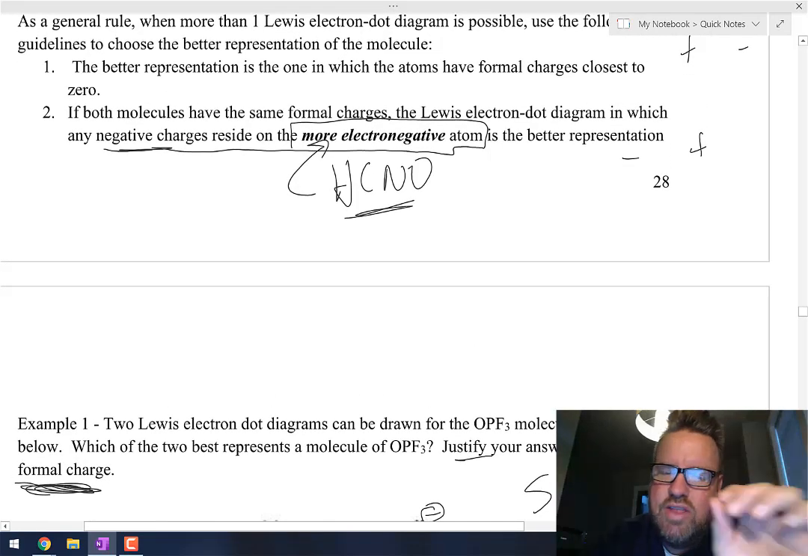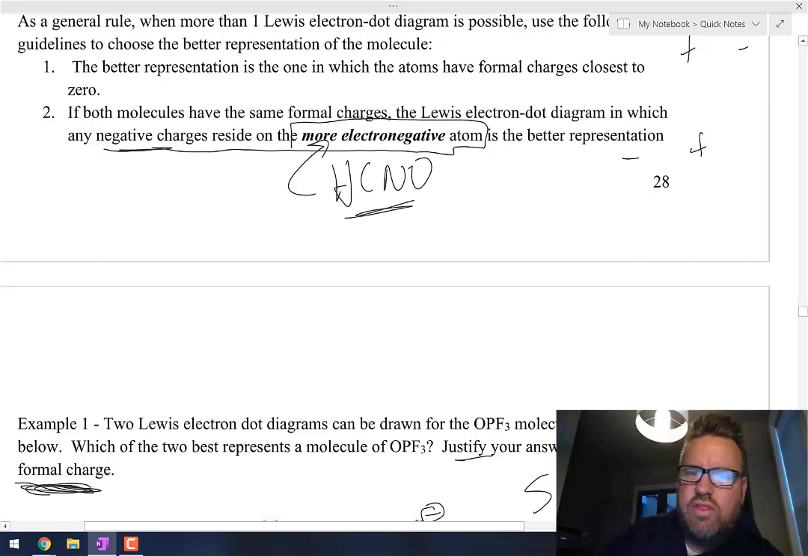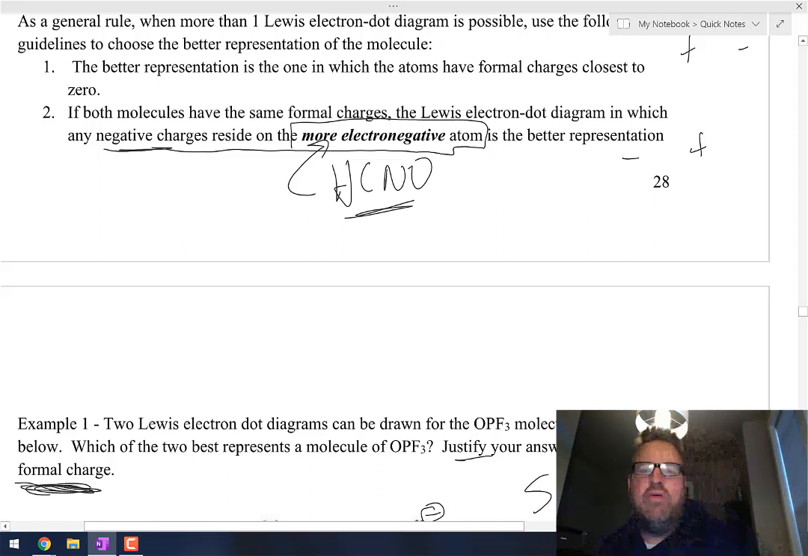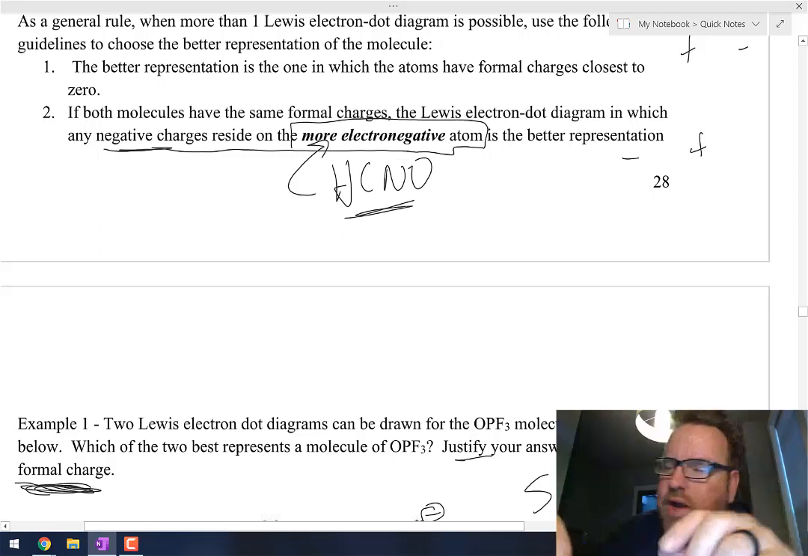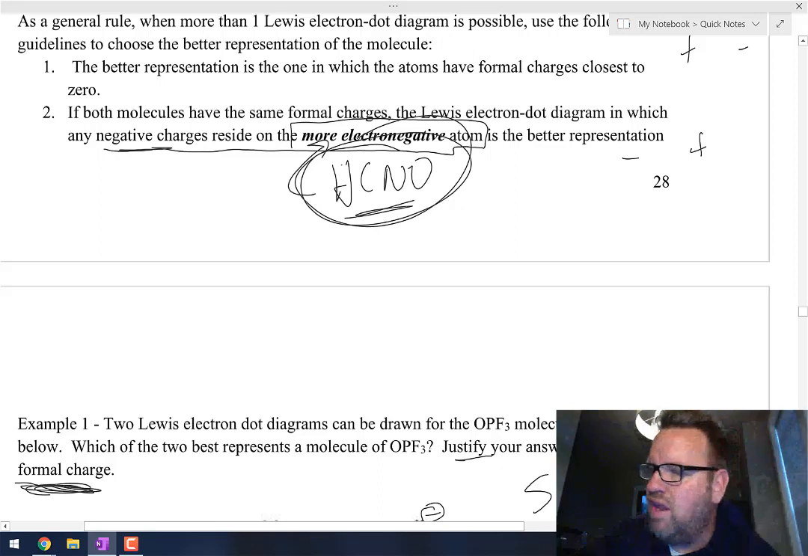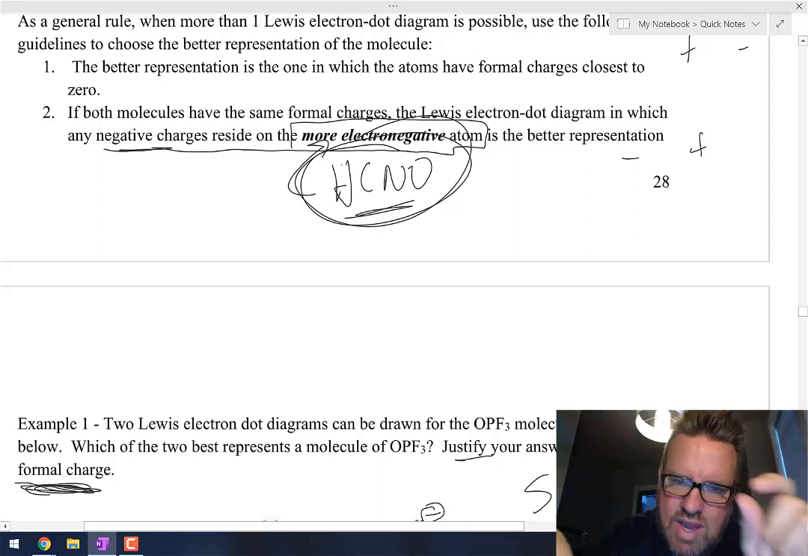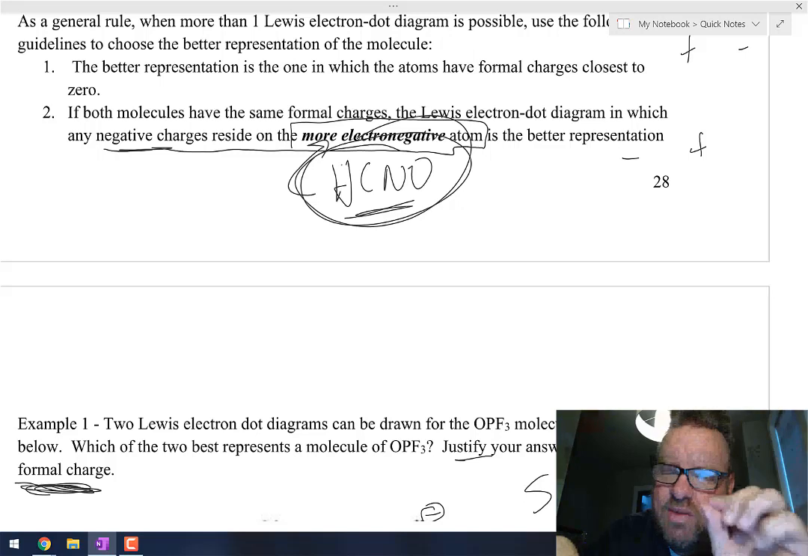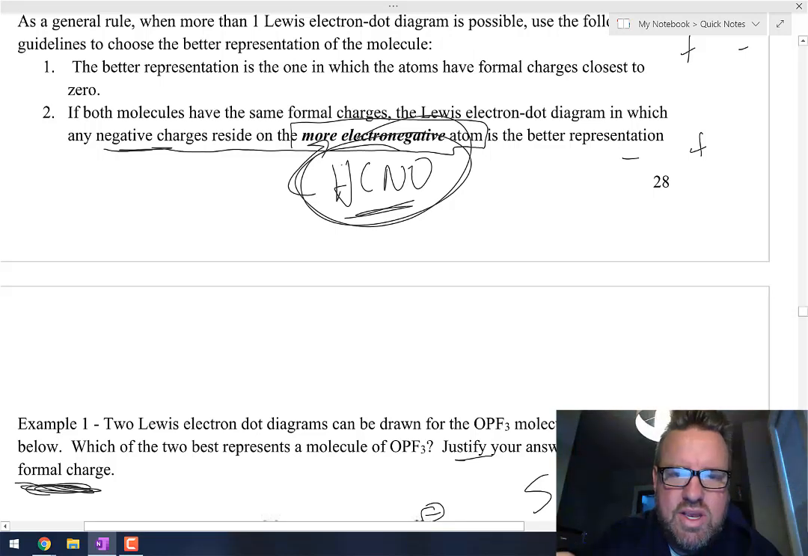So in that case, then you have to look, okay, where's that negative charge? Whichever one has the negative on the more electronegative atom, that is the better representation. So looking at the periodic table, oxygen, of these 4 elements, oxygen is the most electronegative. It's the closest to fluorine. So if that formal charge that's negative is on oxygen, then that's the better representation.